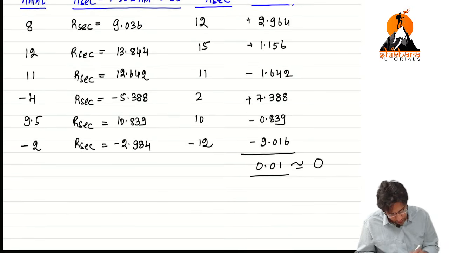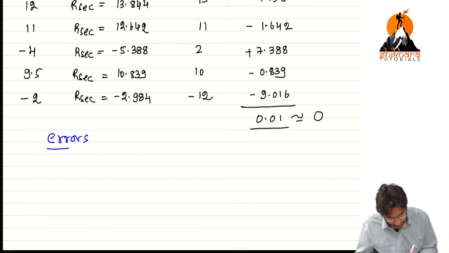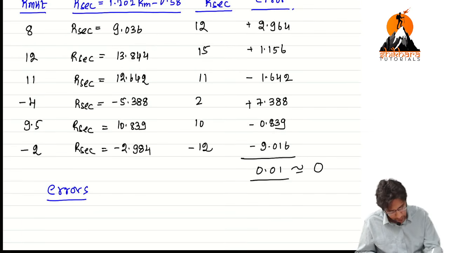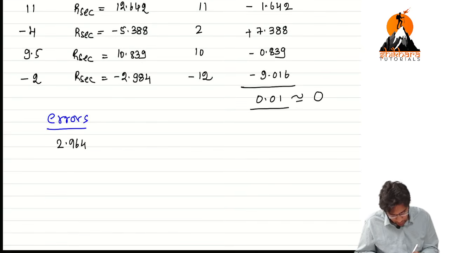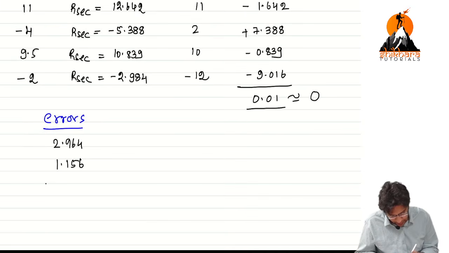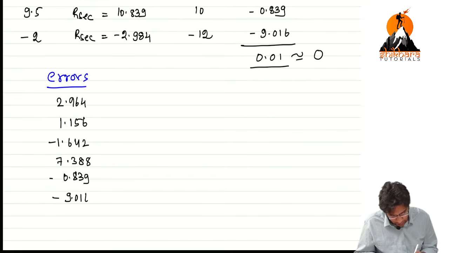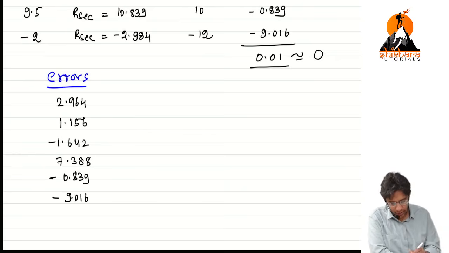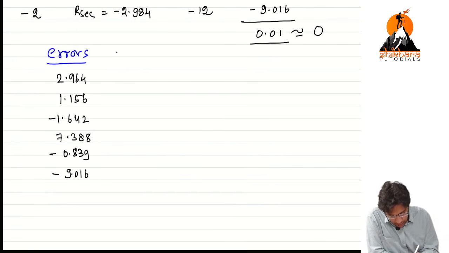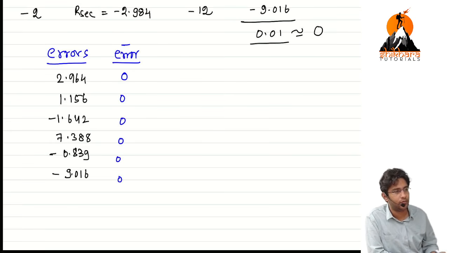Now tell me, only the errors data: 2.964, 1.156, minus 1.642, 7.388, minus 0.839, minus 9.016. This is the error data. Now, can you tell me the expected error value? You can easily guess. Error bar is 0. Why will it be 0? Because the total is 0, so the average of that also will be 0.